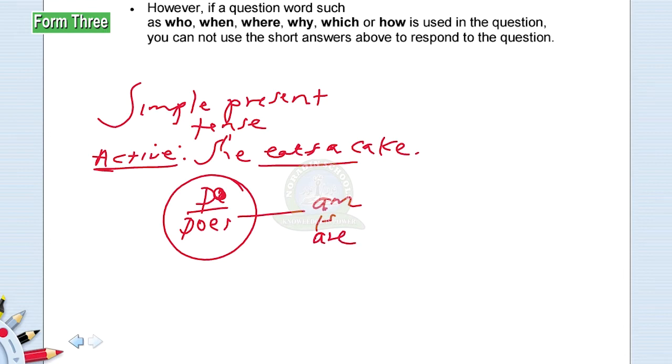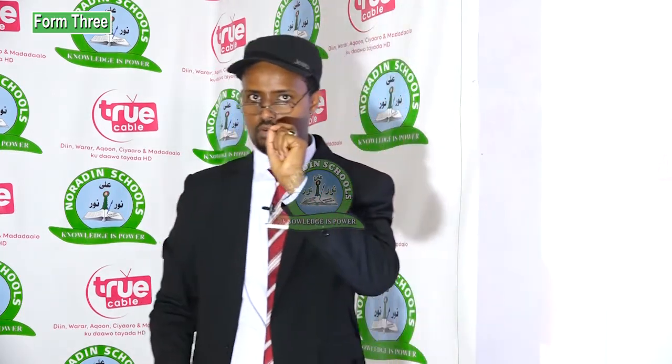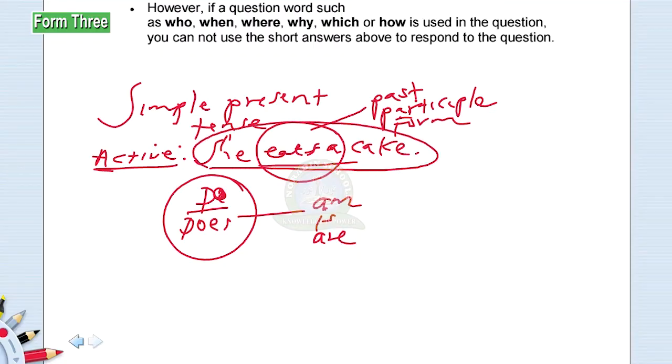And in passive, as I said earlier, all verbs become past participle form. So please, you have to memorize the conjugation of verbs, the regular and irregular verbs, because you cannot change a tense unless you memorize them. So let's try to change this example into passive. It's very simple, my dear. It's easy. So, she eats a cake.